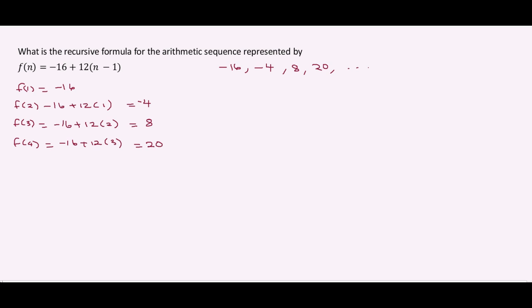So for our recursive formula, f of n is equal to, we're going to draw braces. We have negative 16, then we have f of n minus 1. We can see every time we're adding 12 to the previous term, so this is plus 12. This is when n equal to 1. This is when n is greater than 1. So these are the steps to follow when you want to go from recursive to explicit and also from explicit to recursive.